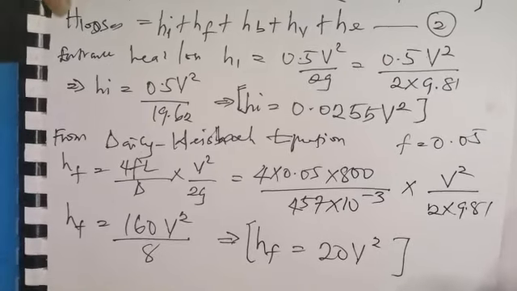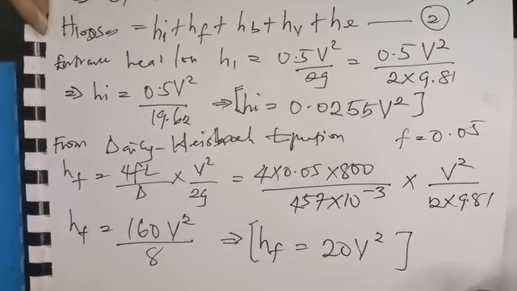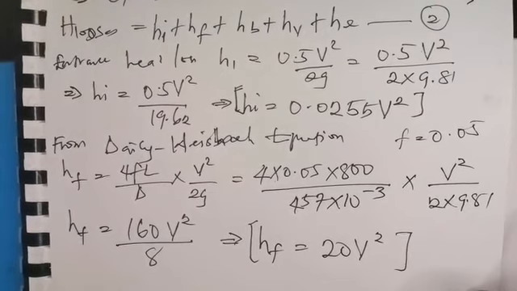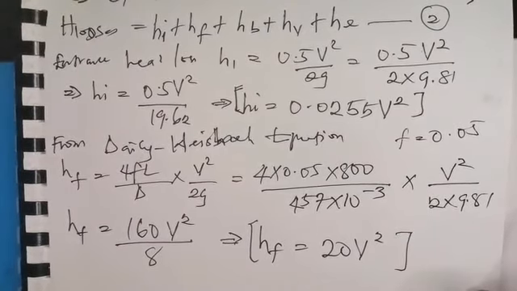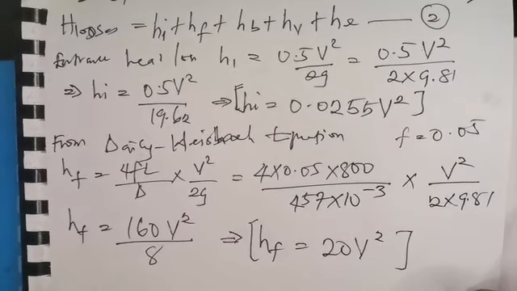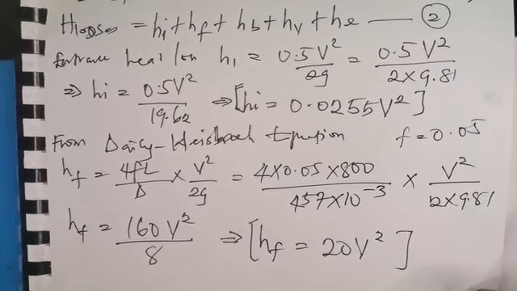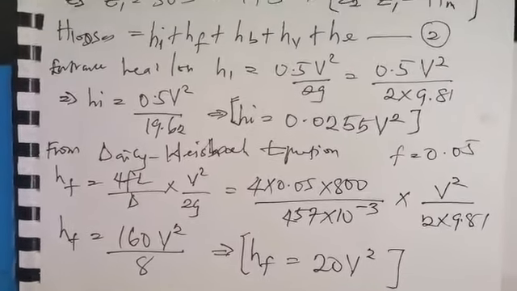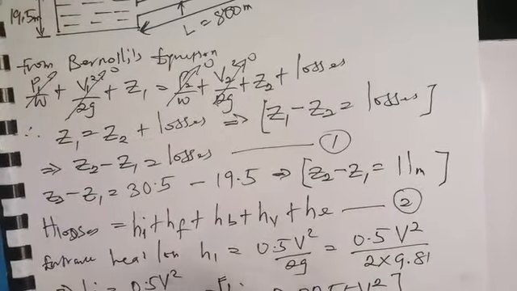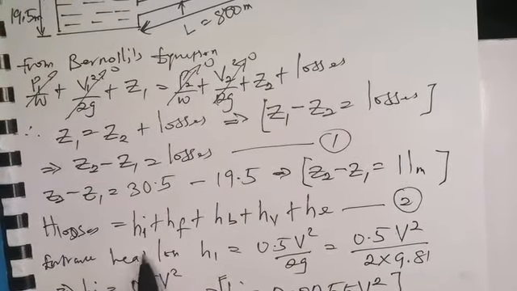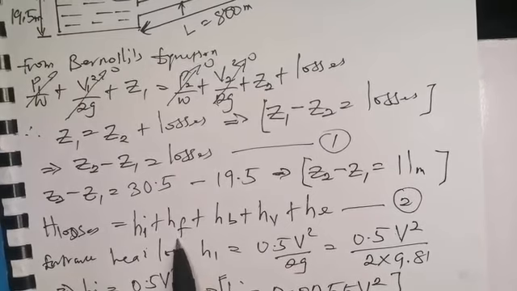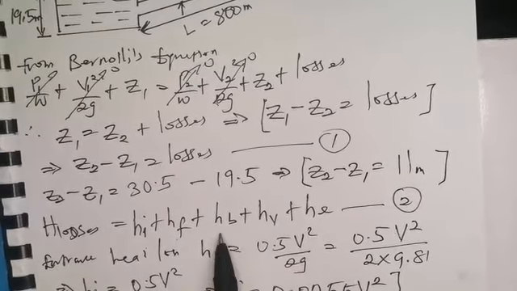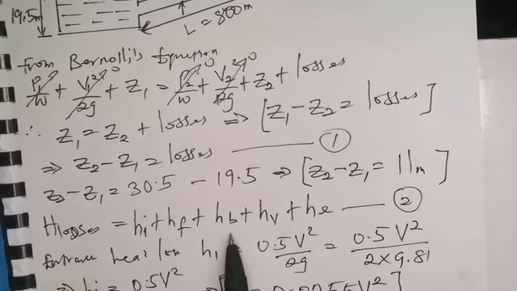Now again, mind you, the value of the friction factor was gotten by iteration. That is upon initial guess, and we had 0.05. So this is the head loss due to friction. Let me pull back equation 2 again. From equation 2, we have found the head loss due to friction. Next is to find the head loss due to the bend in the pipe.